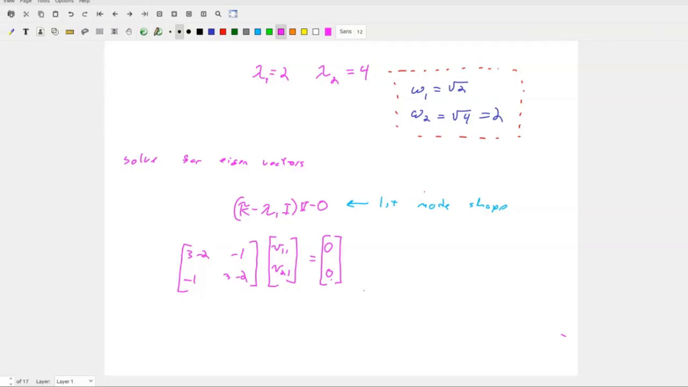All right, we have two dependent scalar expressions, right? We have 2 V11 minus V21 is equal to 0, and we have minus V11. It's going to be plus, right? Plus V21 is equal to 0.